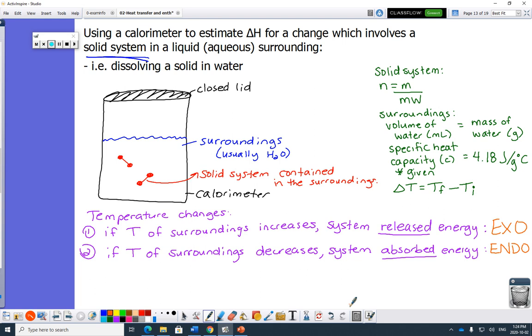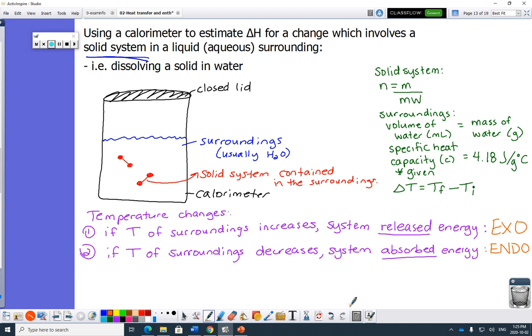So important, again, when you go home and you go to sleep: exo is releasing energy, negative delta H. Endo is absorbing energy, positive delta H, until somebody comes and says, please be quiet and go to sleep, okay? So many times over and over again.